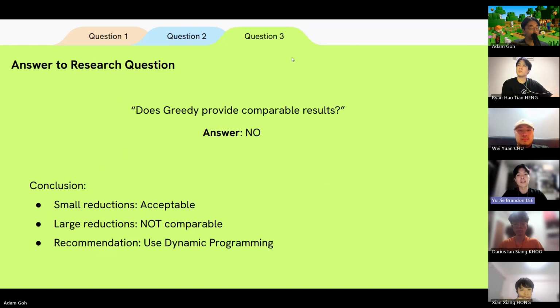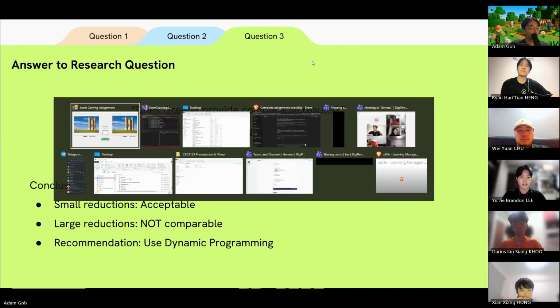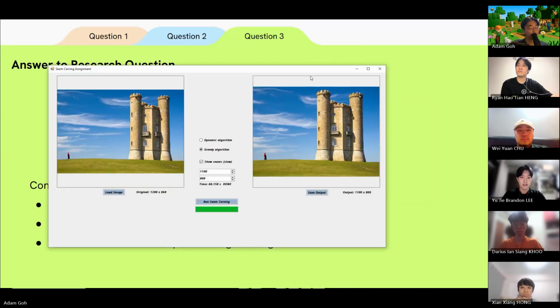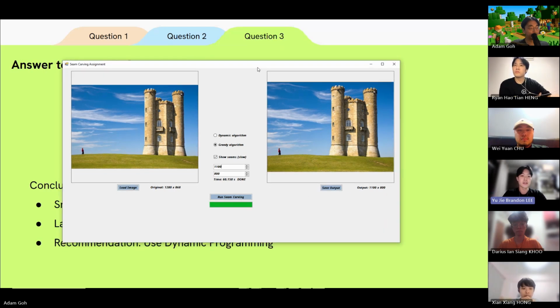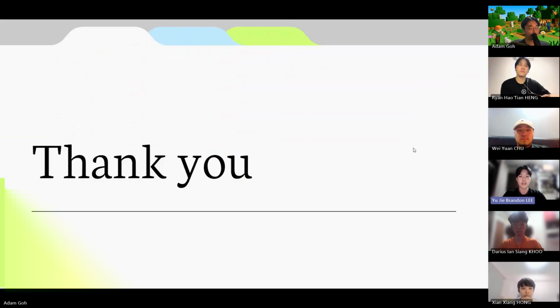So to directly answer the question, no, the greedy algorithm does not provide results comparable to dynamic programming. While it works for small reductions, it fails for large ones. For production applications, dynamic programming is essential. So now let's hop back to our application. Yeah, as you can see, it is done and our application runs perfectly with greedy itself. So with that, we've come to the end of our presentation. Thank you.